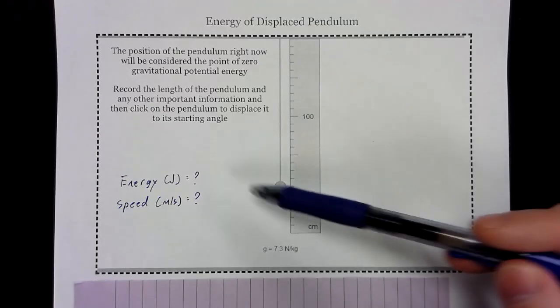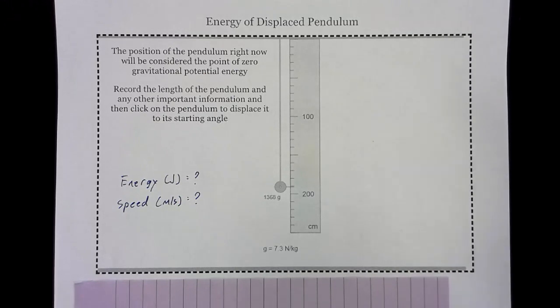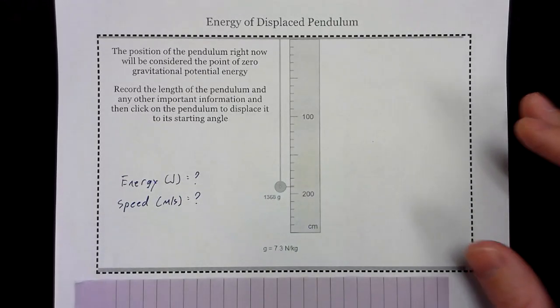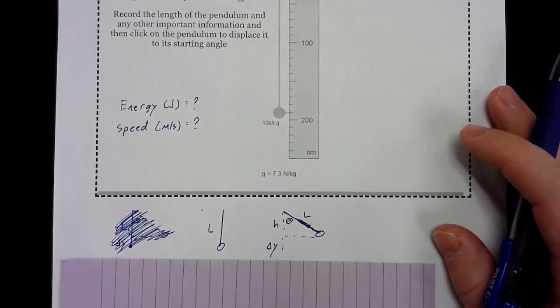Then when you click on this, it's going to displace it to an angle. It'll tell you what that angle is. And then our goal is to figure out the energy and then the speed as it's swinging at the very bottom. All right, so let's break this down a little bit.